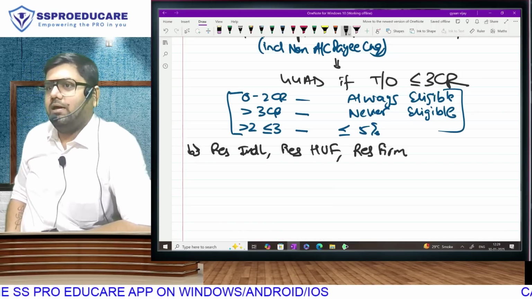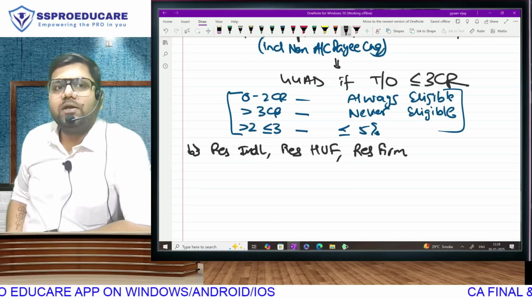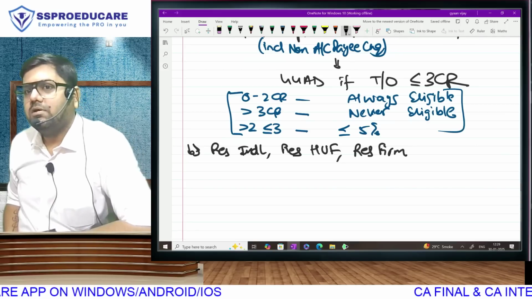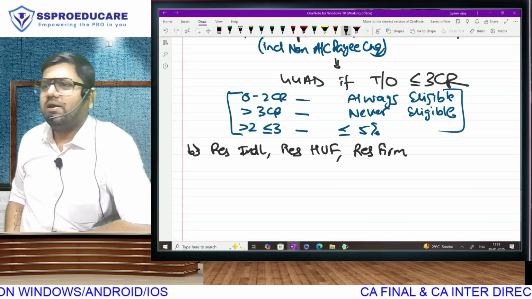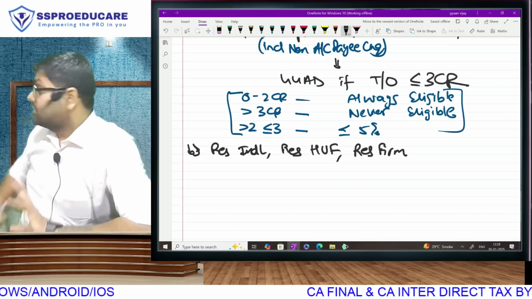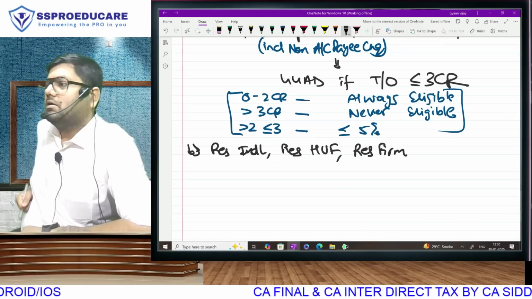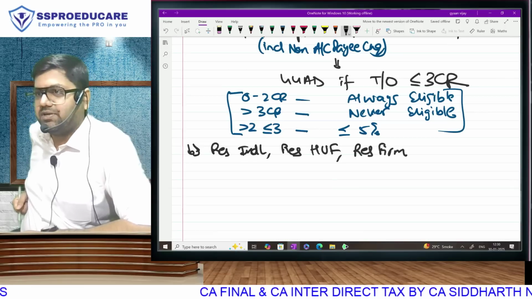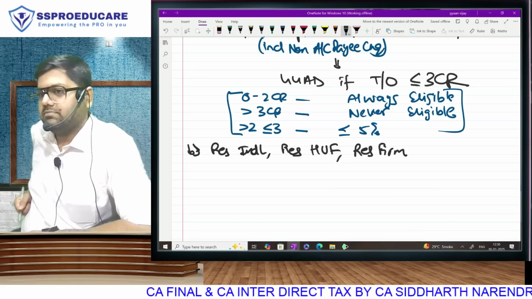So two things you learn from here. One, non-residents are disqualified. Presumptive is only for residents. But believe me, at inter level, they don't put too much pressure on students about non-resident taxation and international tax. Still, it is clear, no? Only resident. Second, AOP, BOI, companies are not eligible for presumptive. Presumptive is allowed only to individual, HUF, firm.